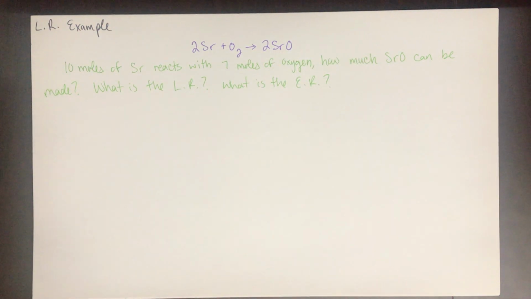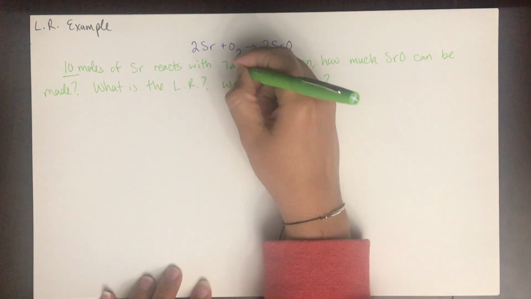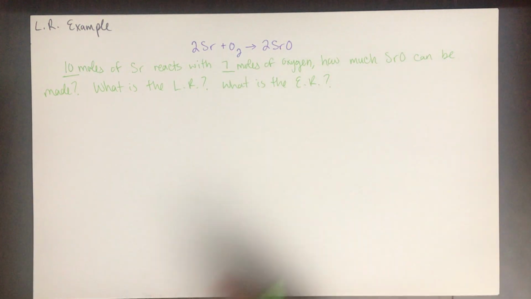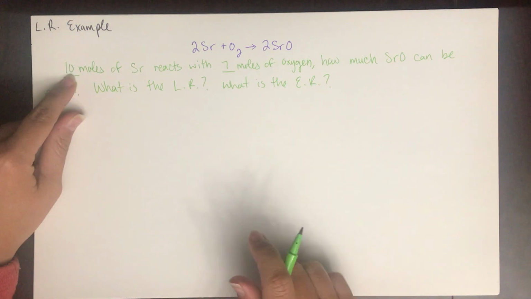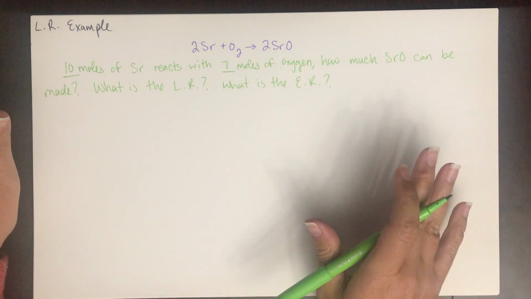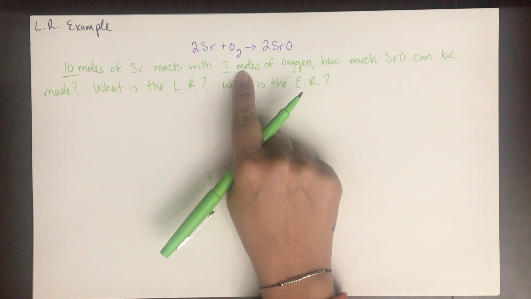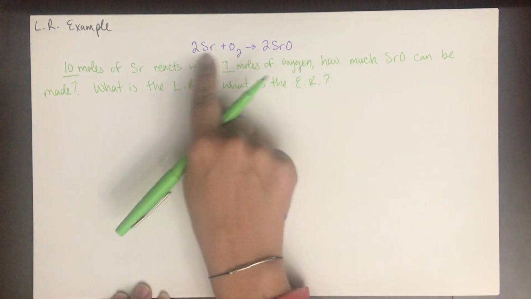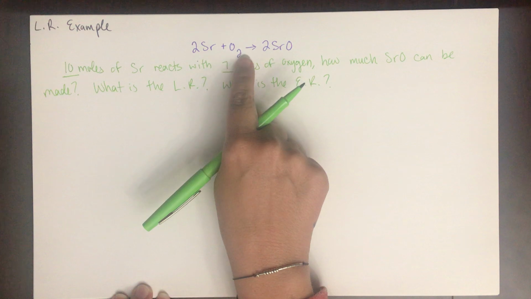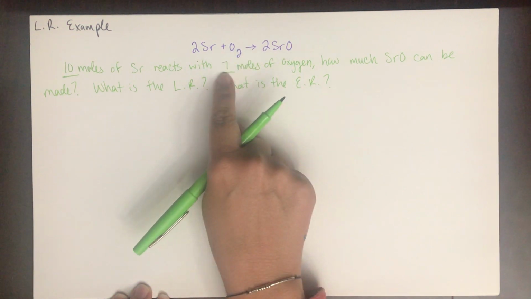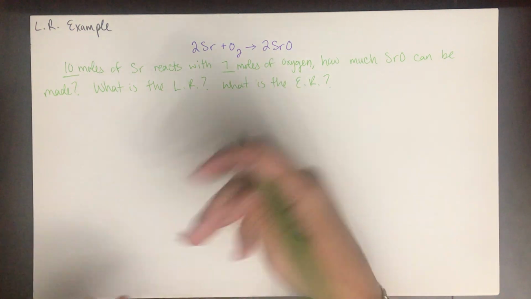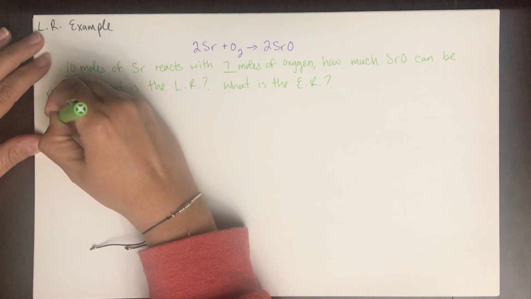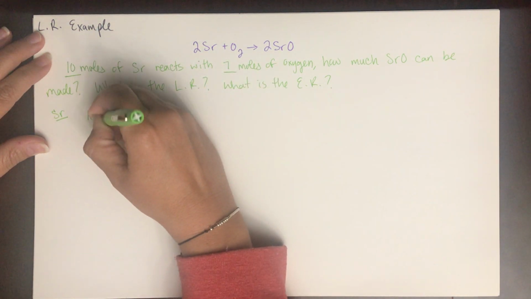Okay. So I have 10 moles of strontium, 7 moles of oxygen. How much strontium oxide can be made? So again, individually, we want to see how much product can we make with 10 moles of strontium, separately, we want to see how much product can we make with 7 moles of oxygen using the mole to mole ratio. This problem has to be balanced for any of this to work. If these mole to mole ratios are not correct, then your answer here will not be correct. So let's do strontium first.